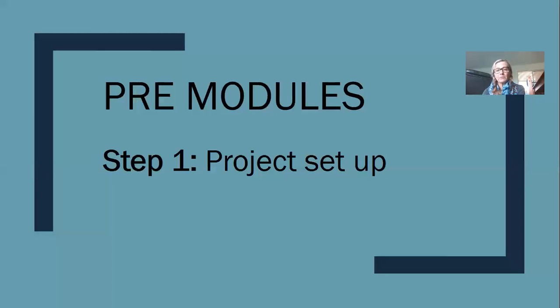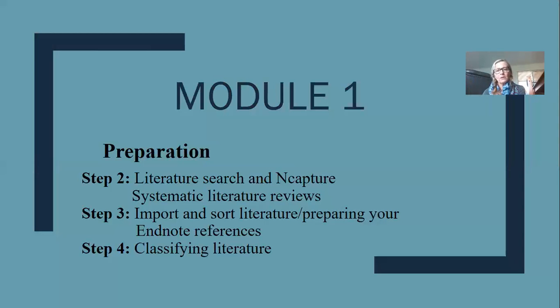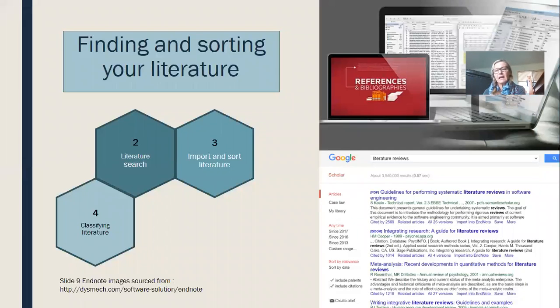So what's in the pre-module? Let's have a look. It's just the setup and the interface that you can see here of our setup of the project that you can see in the ebook. So it's visual, it's step by step. In module 1, just an idea of what's in the ebook are steps 2, 3 and 4, as you can see: literature search, import and sort, and classifying.